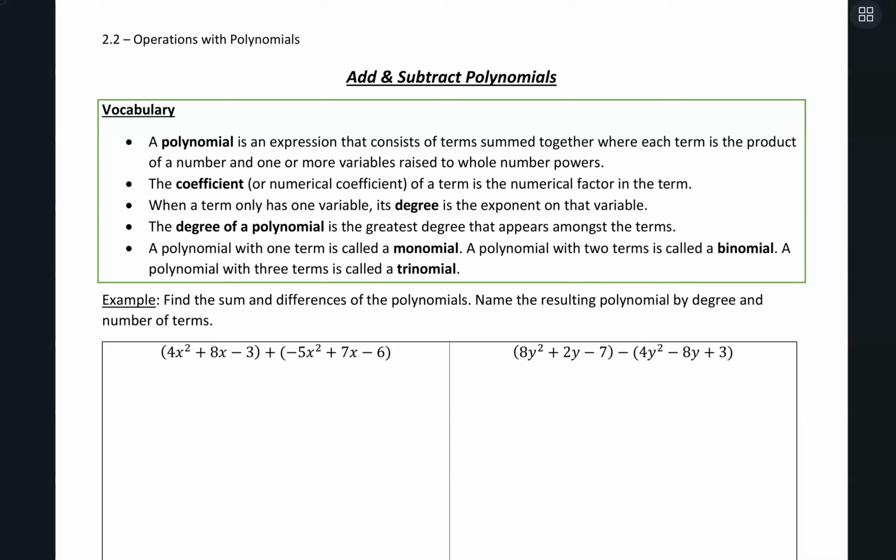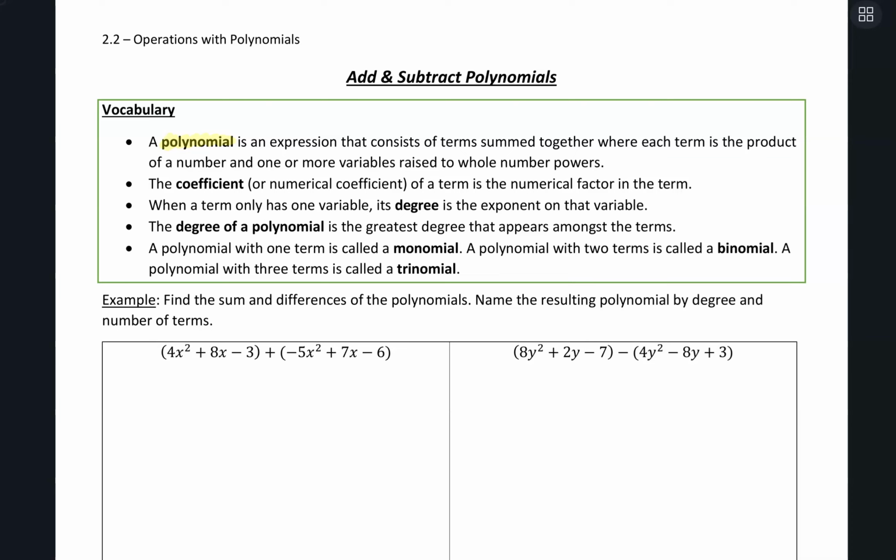What we're going to do here is look at operations involving polynomials. So to start, let's talk through some vocabulary. A polynomial is an expression that consists of terms summed together where each term is the product of a number and one or more variables raised to a whole number power.